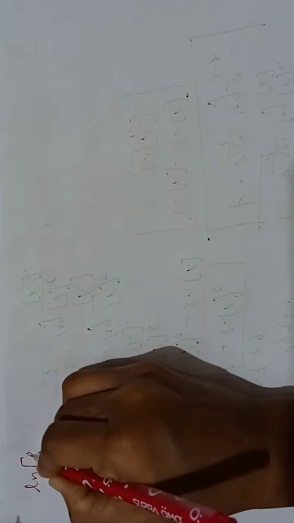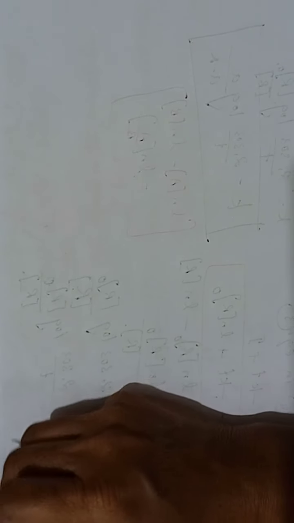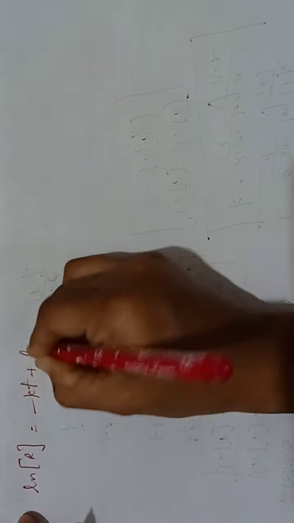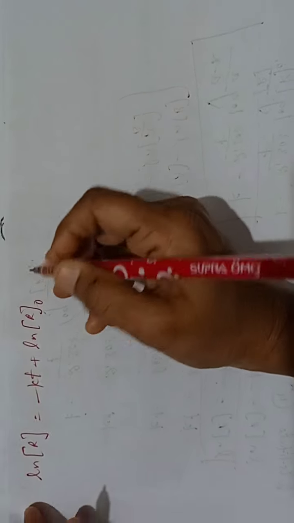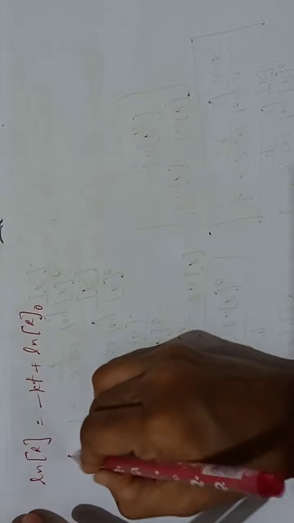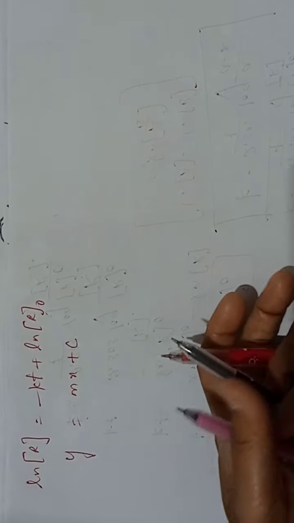Now see, students, ln R is equal to what we got: minus kt plus ln R naught. Understood? So from this equation I am discussing the graph. This is in the form of y is equal to mx plus c. The y is equal to mx plus c graph.